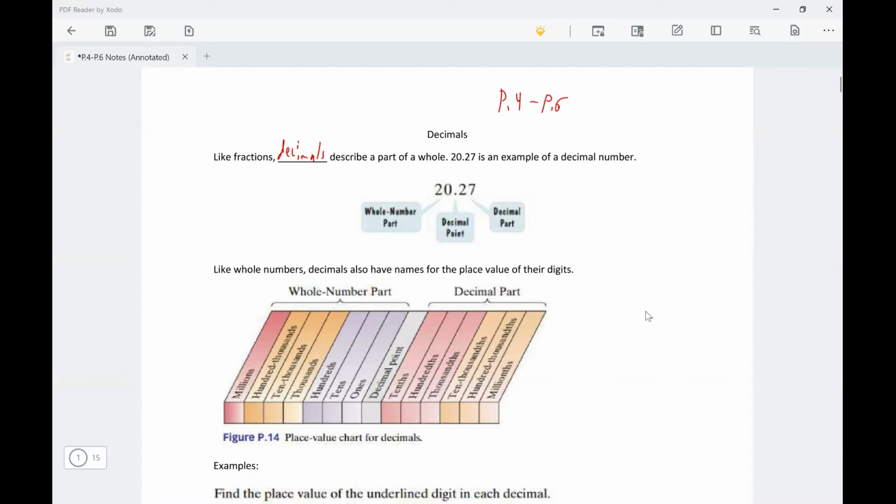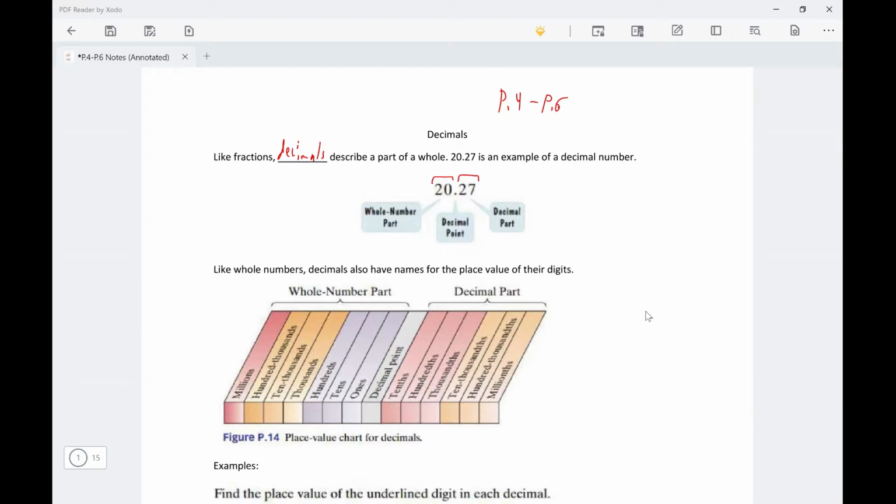So for an example, 20.27 is an example of a decimal number, right? It's a decimal number, not only because we have a whole number, but more importantly, we have that decimal part, which is the numbers to the right of the decimal point.